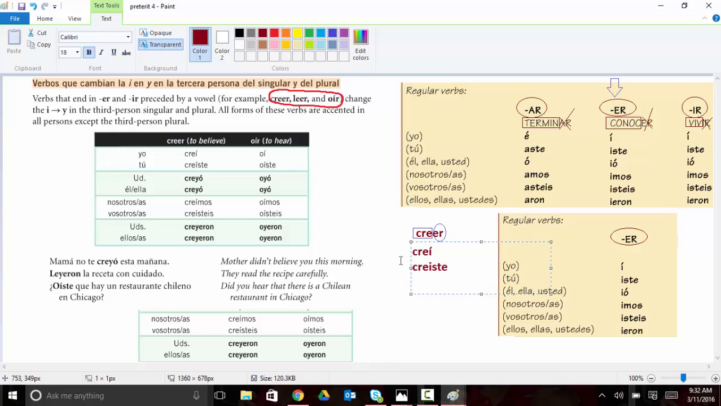For él, usted, if I'm just following the rule, here's my stem and I would add I-Ó. Okay, for nosotros, for vosotros, and for ustedes, ellos, ellas. Okay, now the problem is when I do this, let me move it over here so everything kind of lines up.